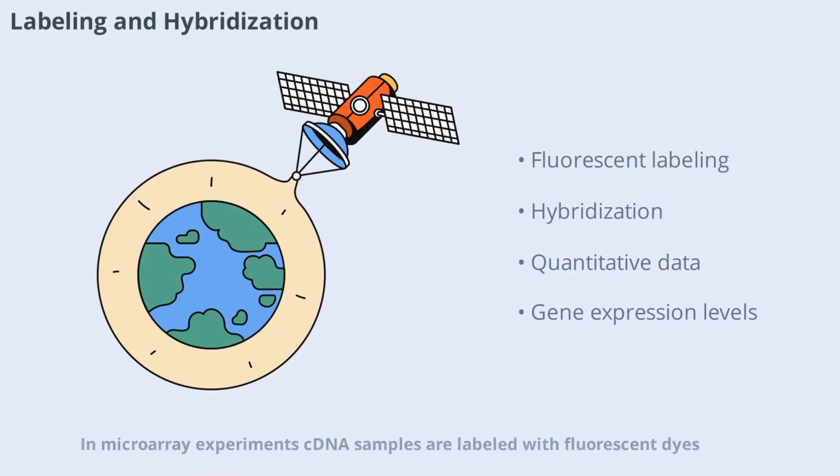In microarray experiments, cDNA samples are labeled with fluorescent dyes. These labeled samples are then hybridized to the microarray, where they bind to specific DNA probes. The intensity of the fluorescence at each spot indicates the level of gene expression. This step is critical for generating readable and interpretable data from microarray analysis.